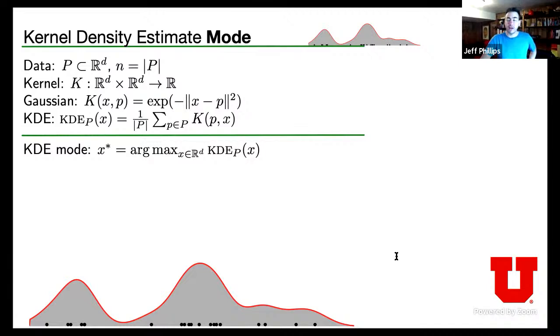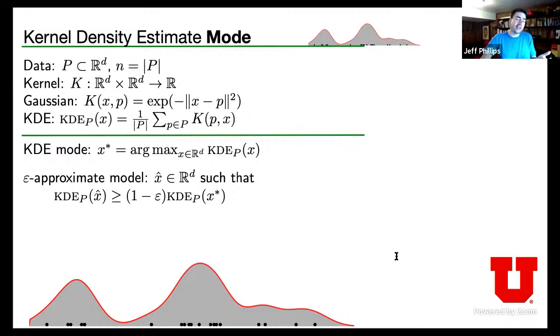Today, we are going to look at what has mostly been an unstudied problem, at least from a formal point of view, which is the mode: the point that has the highest function value of the kernel density estimate. So the argmax over R^d of any point x when I evaluate this kernel density estimate.